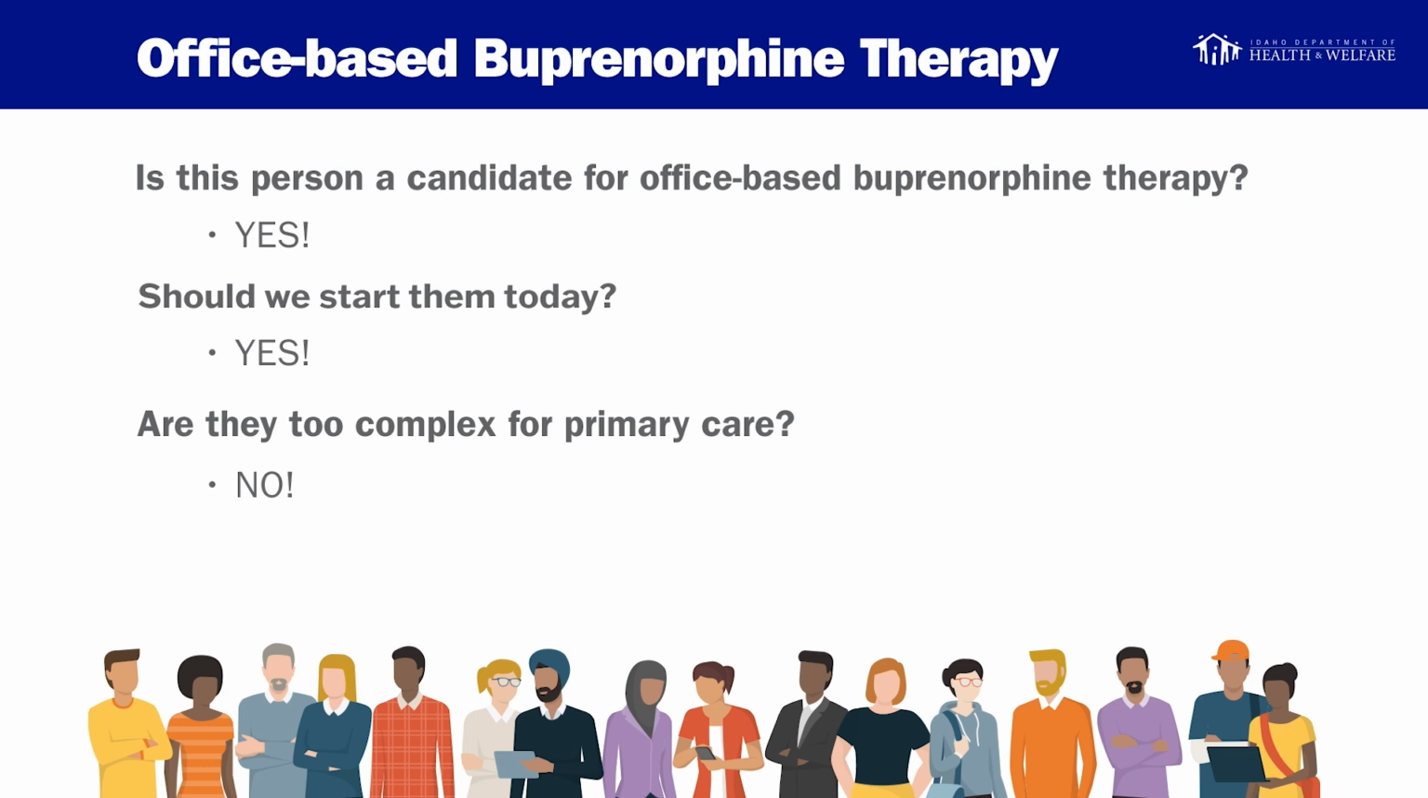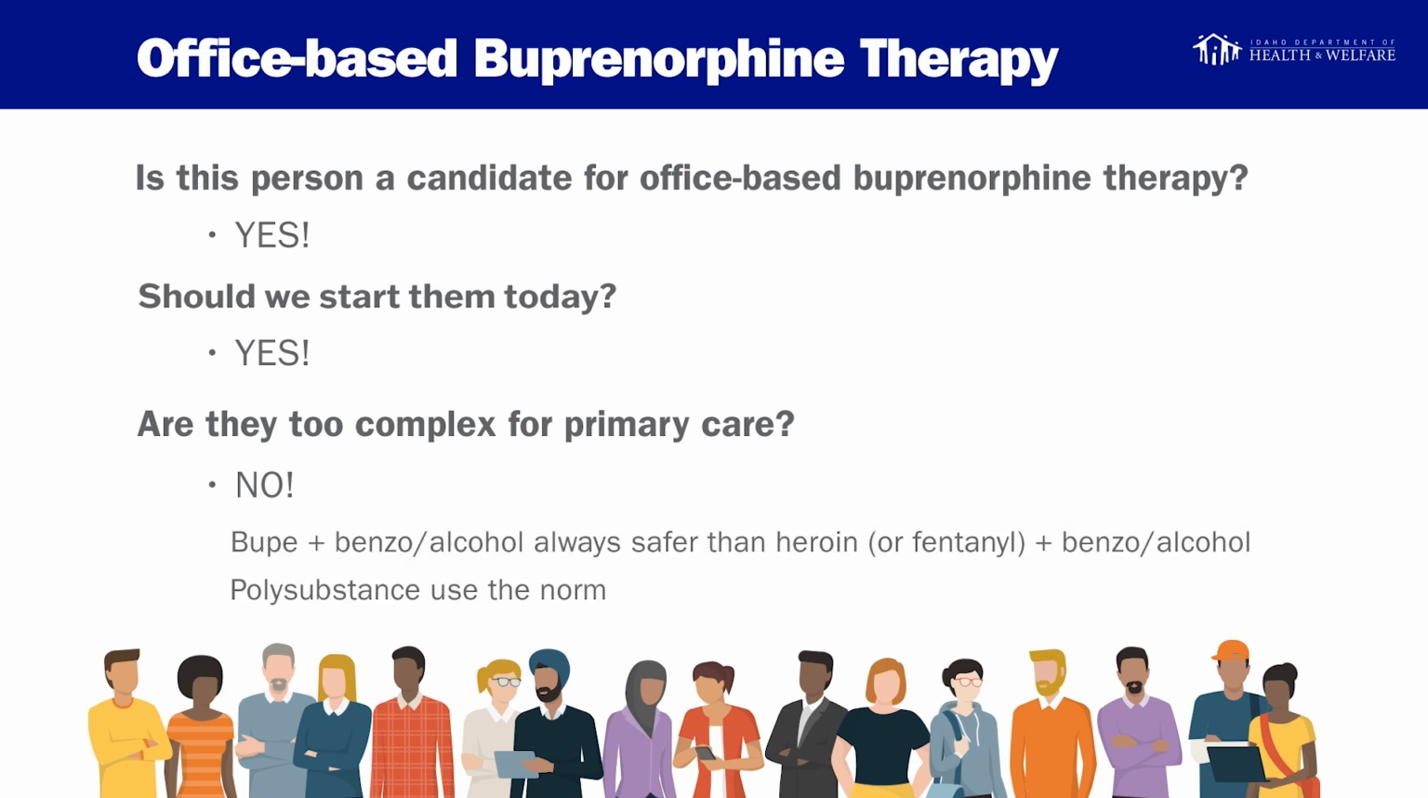For example, buprenorphine combined with benzodiazepines and alcohol is a little bit more dangerous than if there weren't benzodiazepines and alcohol in the picture, but buprenorphine plus benzo and alcohol is always going to be safer than heroin or fentanyl plus benzo and alcohol. And of course, polysubstance use is pretty much the norm at this point. It's rare that you find someone who has only a primary opioid use disorder. And so this is not too complex for primary care. Are you going to need to work closely with them, support them, perhaps connect them to care for their benzodiazepine use and alcohol? Yes, but you can take care of them in the office.